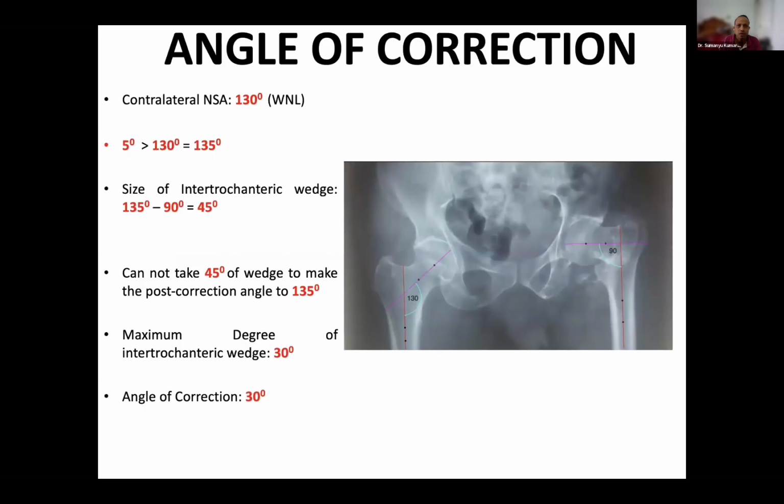Now coming to this case, the contralateral neck shaft angle is 130 degrees. We want a correction of 5 degrees more, which is 135 degrees. In order to get that, 135 degrees minus 90 degrees gives you a 45-degree wedge. We cannot take a 45-degree wedge, so we will settle for a 30-degree wedge. So we decided that we'll do a correction of 30 degrees.